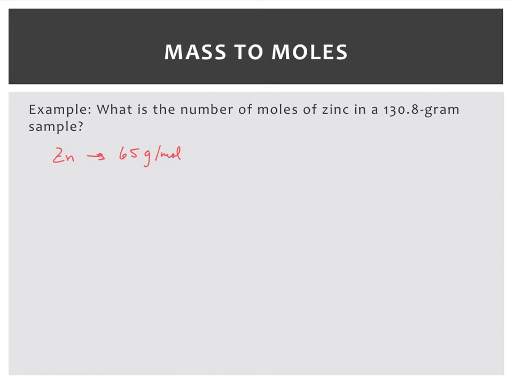Okay. So now we're looking for number of moles, which is going to be our given sample over 65 grams per mole. Okay, 130.8 divided by 65. You should get approximately, well, let's put it in the calculator. It comes out to about 2.01 moles.